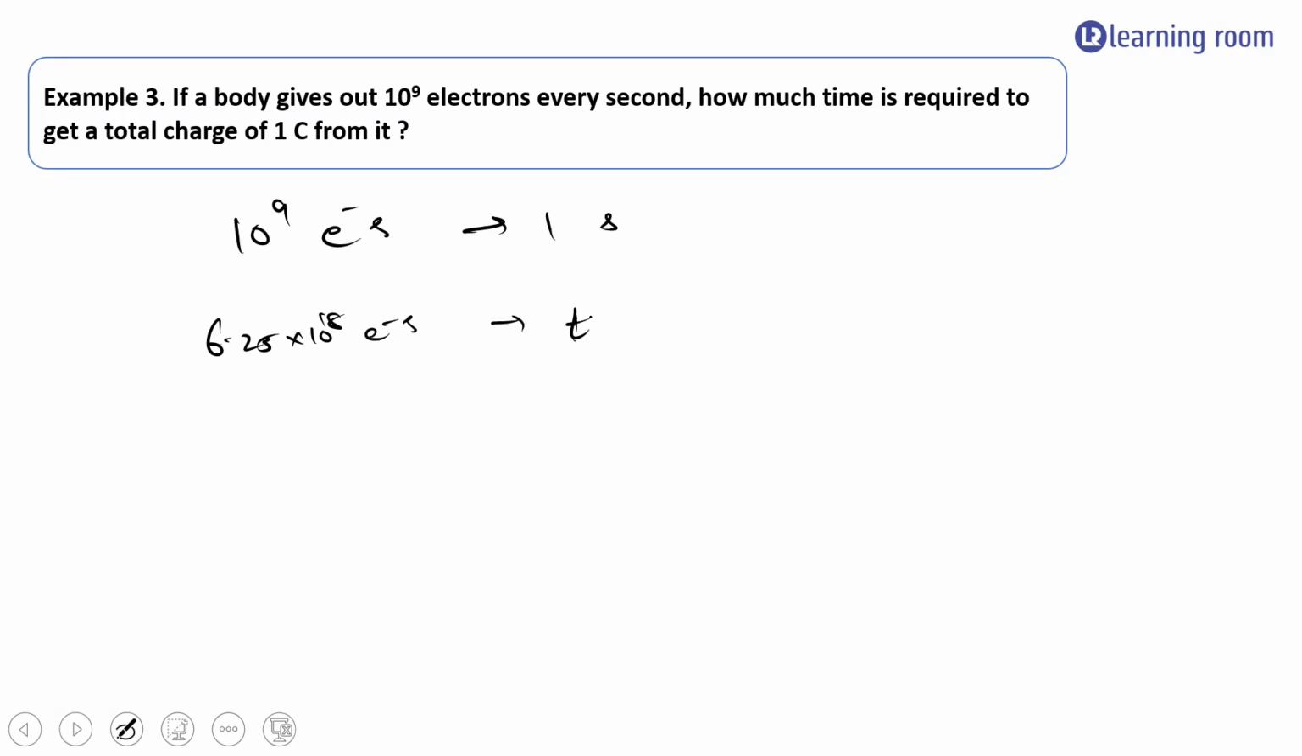So you want to cross multiply. What will happen? 6.25 into 10 power 18 divided by 10 power 9. This will be the answer. So this will be 6.25 into 10 power 9. Right? It is going to take this much time. Am I right? Yes, sir.